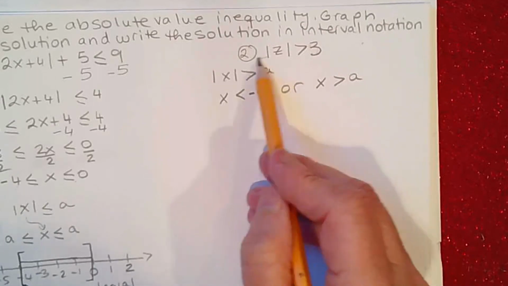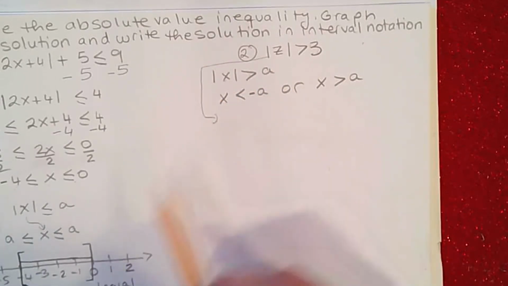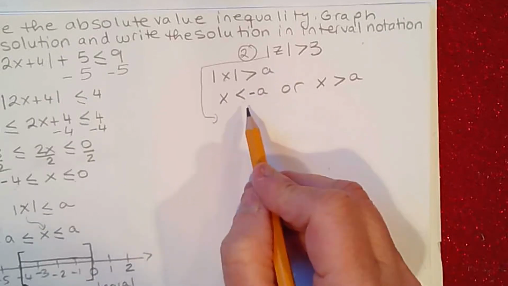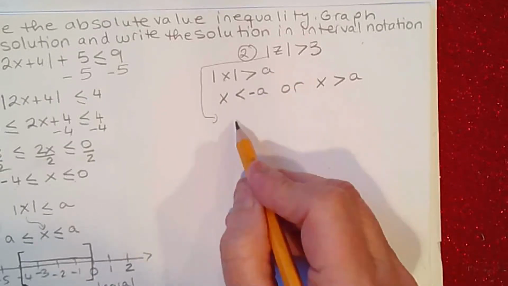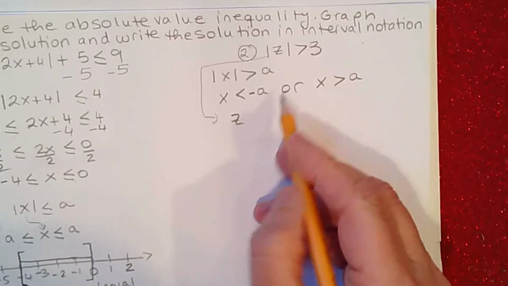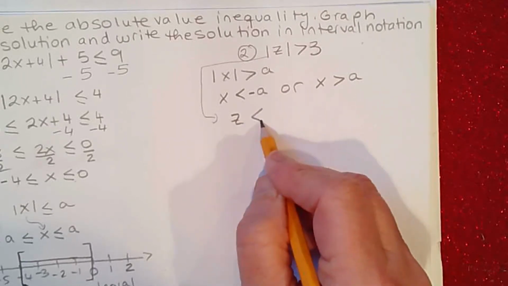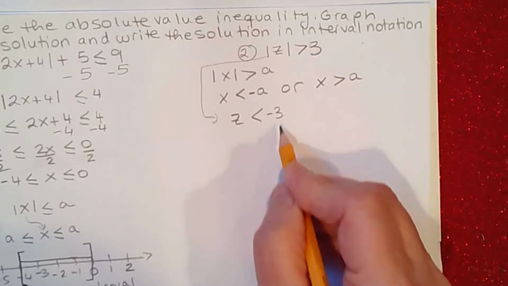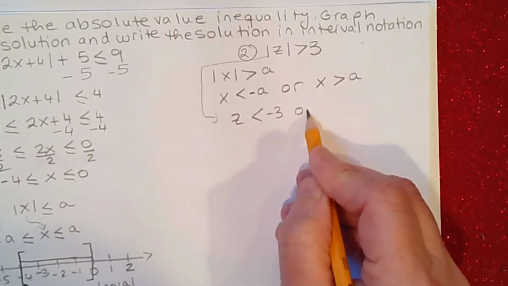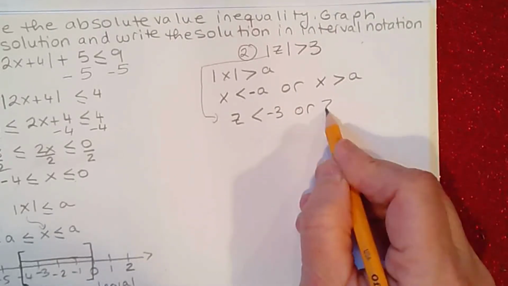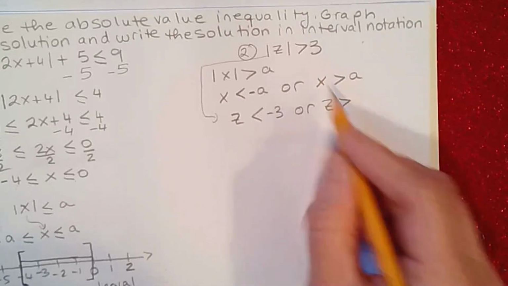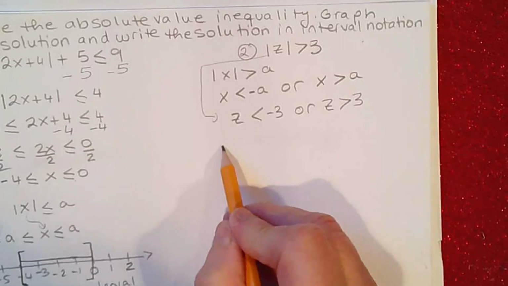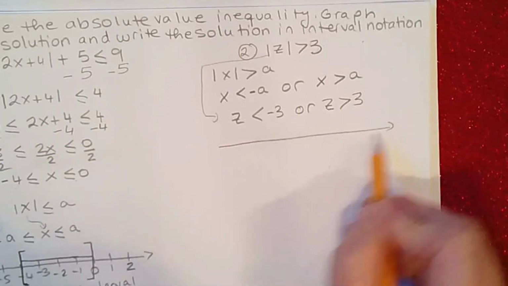So that will give us what then? The solution would then be what? Whatever is inside the absolute value expression right here, z, you flip this, greater than becomes less than, the opposite of 3 is negative 3. Or z greater than the same, 3. So this is the solution. And remember, this is or.